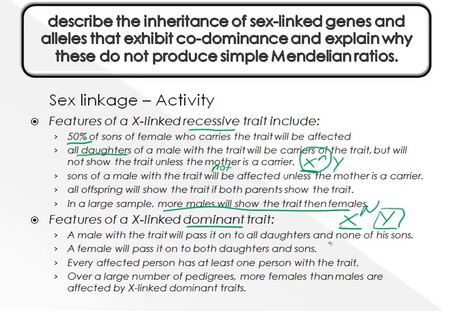Every affected person has at least 1 parent with the trait, and over a large number of pedigrees, more females than males are affected by X-linked dominant traits. So there are slightly different outcomes, but if we break it down to the fact that males only carry 1 X chromosome and only pass on X chromosomes to their daughters and Y chromosomes to their sons, then that starts to explain this inheritance pattern.